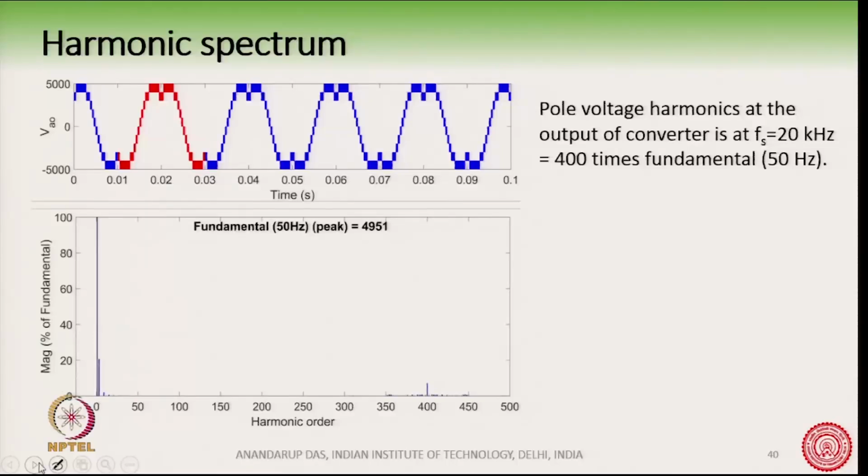So, the harmonic spectrum, if you see, it is again similar. Okay. So, the pole voltage harmonics, again the output voltage is 4951 volt, and the fundamental is 100%. There is a third harmonic, the triplet harmonics, third, 9th, 15th, and there are no harmonics in between, and the first band exists at 400 times the fundamental, that is 20 kilohertz. Okay.